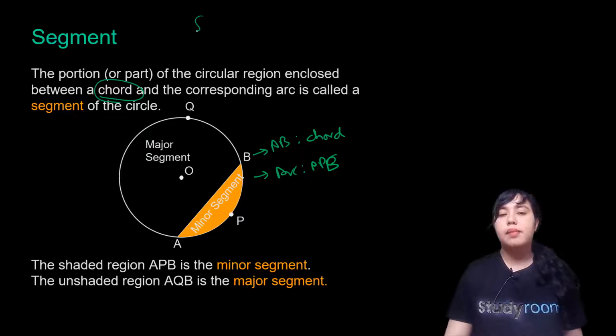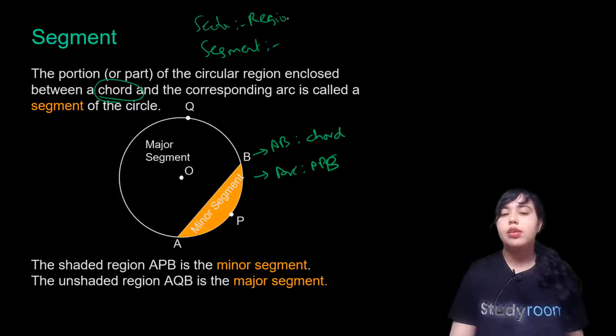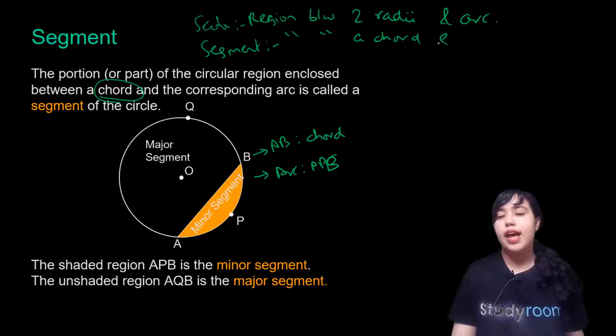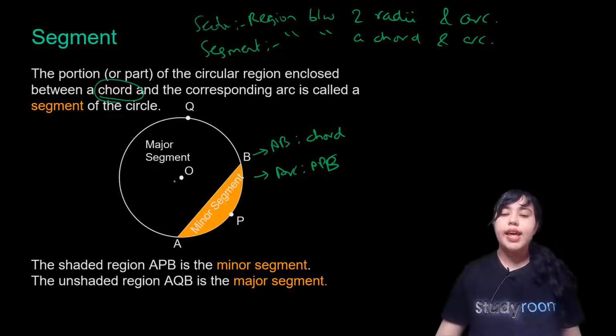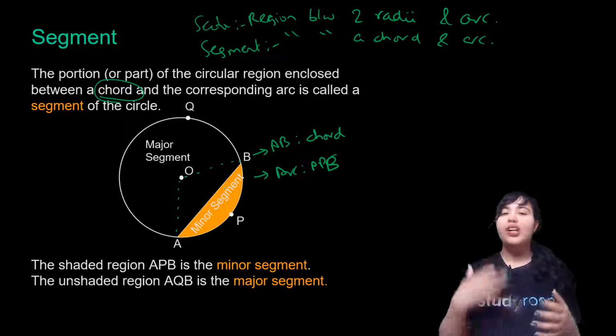Remember, sector was also a part of the circular region, and segment is also a part of the circular region. But for a sector, the region was between two radii and the corresponding arc, and here the region is between a chord and an arc. Here also, if I join OA and OB, you'll ultimately get a sector, and this sector is having this segment. So we can say a segment is a part of a sector in a way.